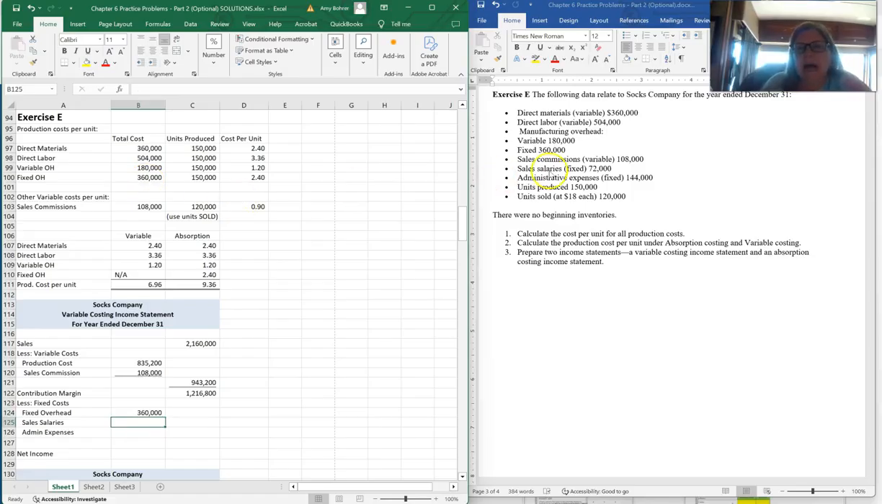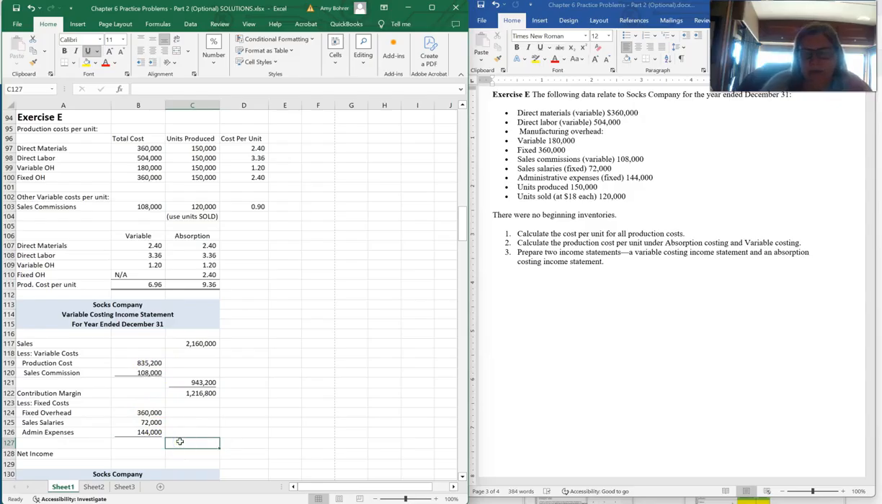My sales salaries were $72,000, and my administrative expenses were $144,000. So remember, under your variable costing statement, only your variable costs are included up here, and they are included at the number of units sold. And then all your fixed costs are down here.